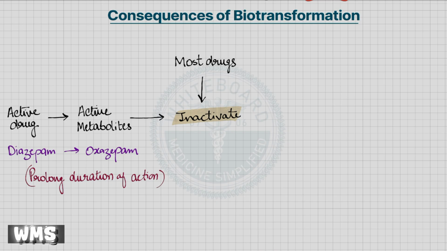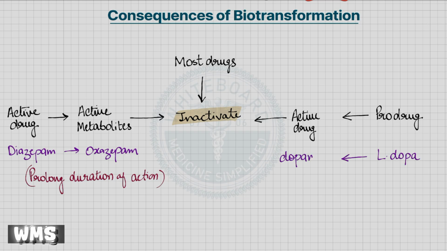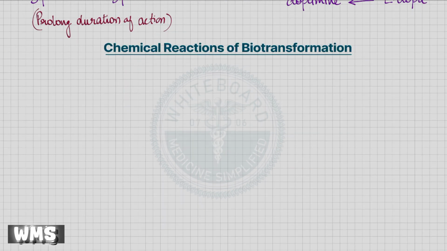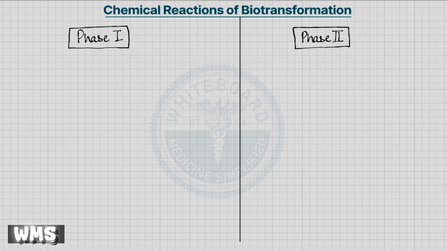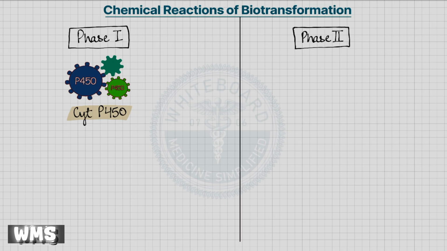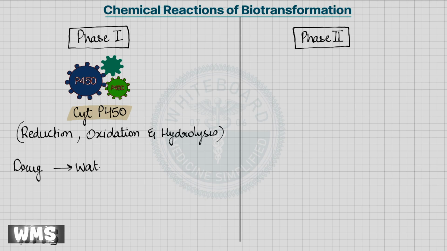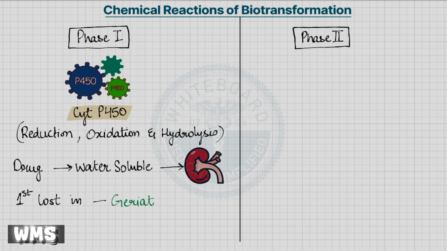Biotransformation may also convert an inactive drug, that is, a prodrug, into an active drug. For example, levodopa to dopamine. Chemical reactions of biotransformation occur in two phases, Phase 1 and Phase 2. Phase 1 reactions involve the reactions mediated by Cytochrome P450 systems, which include reduction, oxidation, and hydrolysis, which results in formation of polar, water-soluble metabolites, which can then easily be excreted by the kidneys. Phase 1 reactions are the first to be lost in geriatric patients.